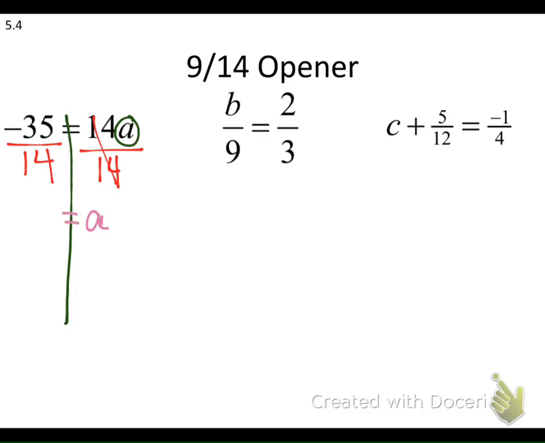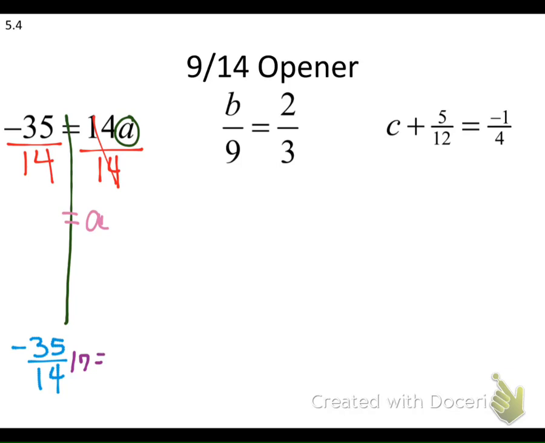Now if I go to type in my calculator, -35 divided by 14, I'm going to end up with a decimal. I do not want the answers in decimal form. You need to leave it in fraction form. However, because we're leaving it in fraction form, you need to make sure that you have it in simplest form. So you're going to look at -35 and 14 and determine what they're both divisible by. In this case, they're both divisible by 7.